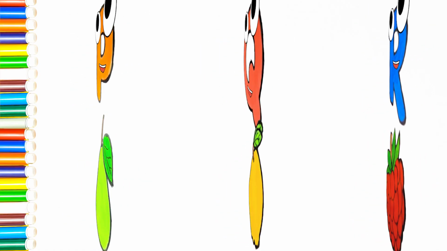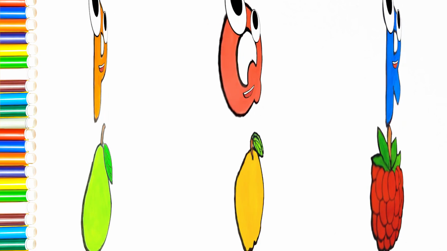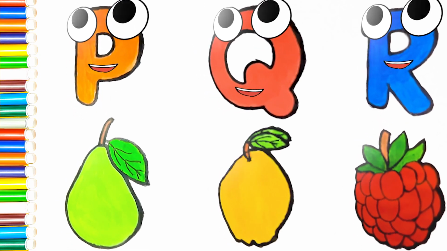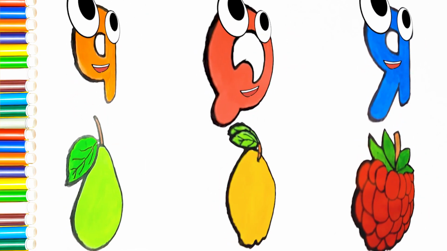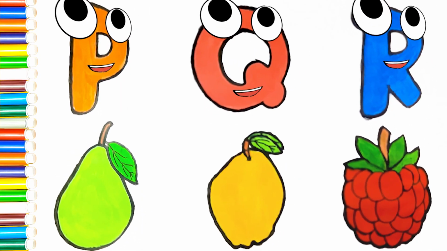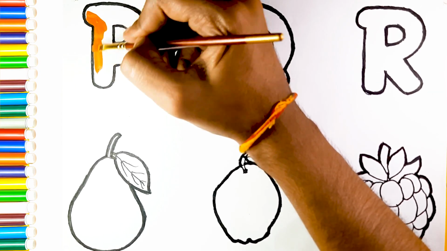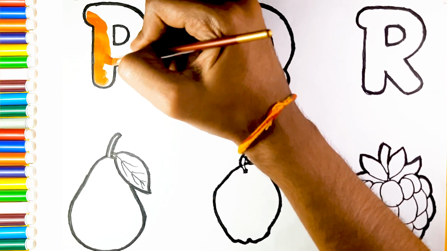Welcome, little explorers, to our fruity alphabet fiesta. Today, we're going to dive into the delicious world of fruits that start with the letters P, Q, and R. Are you ready for some fruity fun? Let's start with the letter P.